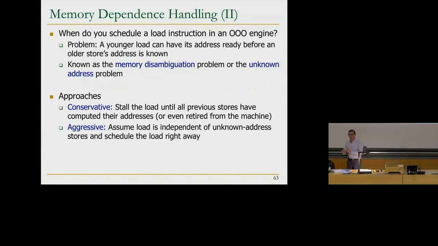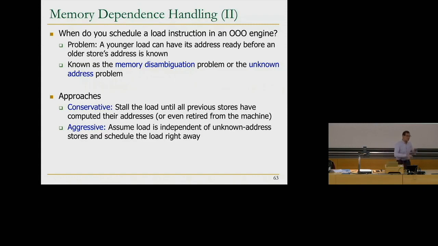The aggressive approach takes exactly the opposite. It basically says, I'm a load, I know my address, I'm going to assume that I'm independent of any previous stores. I'm going to schedule this load right away. Okay? That's aggressive. Basically, the prediction is that hopefully this load is not going to depend on any of the stores. Of course, if you do this, you need to check later on: did I actually predict this correctly? This is an example of predicting something in a machine. This also doesn't work extremely well, although it's usually better than the conservative approach. But it adds additional machinery to check. If you're wrong, you should re-execute this load and get the correct value. So if you're wrong, you flush the pipeline, basically.